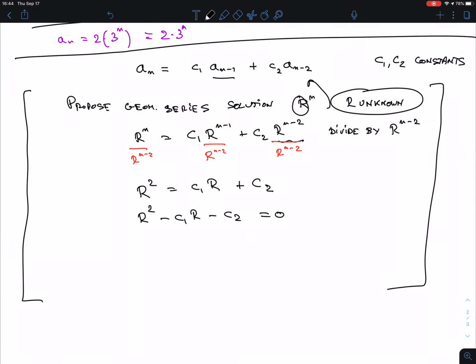Okay, so this has a name. This is called the characteristic equation of the recurrence relation, and it's a very important feature because it gives us solutions. Namely, if I find a solution of this equation, then I have found a solution.